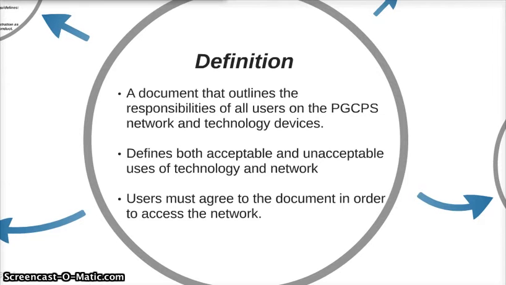An acceptable use policy is a document that outlines the responsibilities of all users on the Prince George's County Public Schools network and technology devices. It defines both acceptable and unacceptable uses of the technology and network. It also outlines consequences for those who use unacceptable uses. Users must agree to the document in order to access the network.